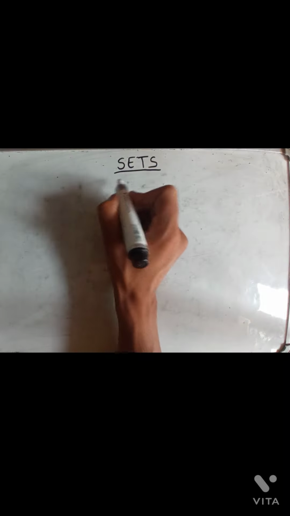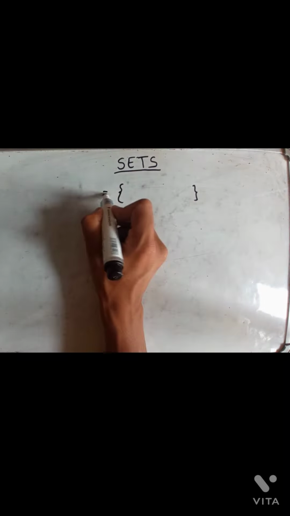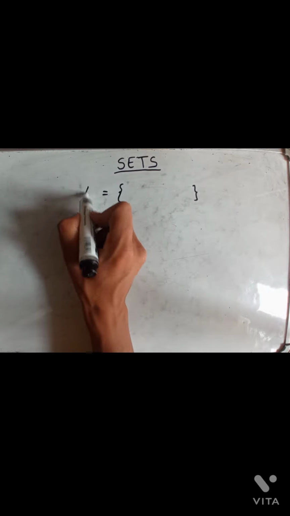In this series we'll now be starting our next chapter, that is sets. So sets, as you know, is an arrangement of different items, different alphabets, different numbers.